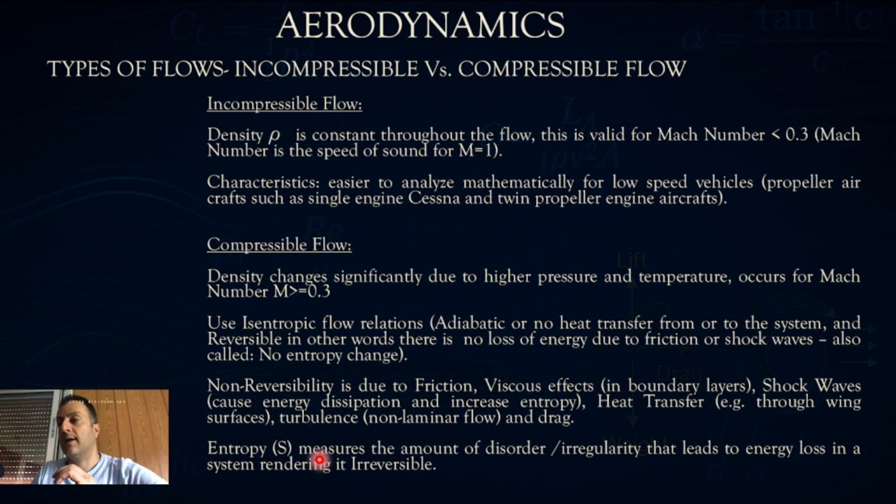Entropy, S, measures the amount of disorder or irregularity that leads to energy loss in a system, rendering it irreversible. So isentropic means there's no entropy, there's no irregularity in the flow, there's no heat transfer, there's no turbulence, so there's no waste of energy. There's no turbulence or friction or drag or any of that.